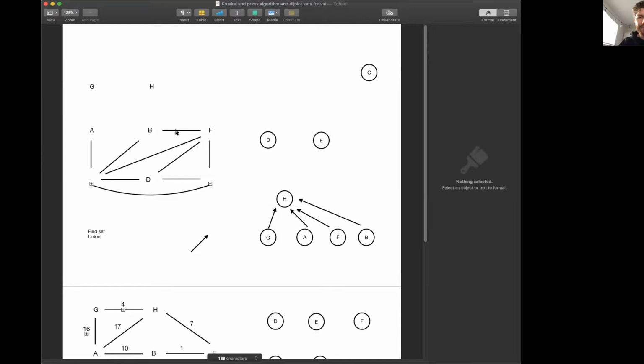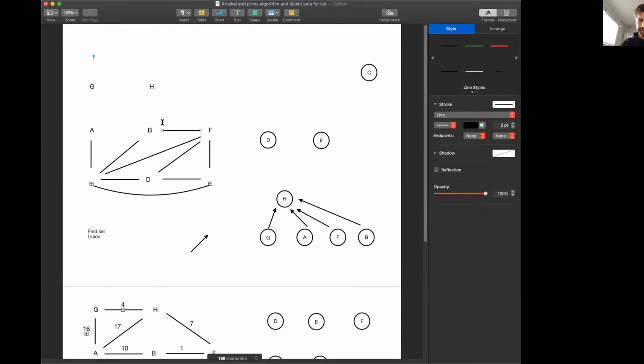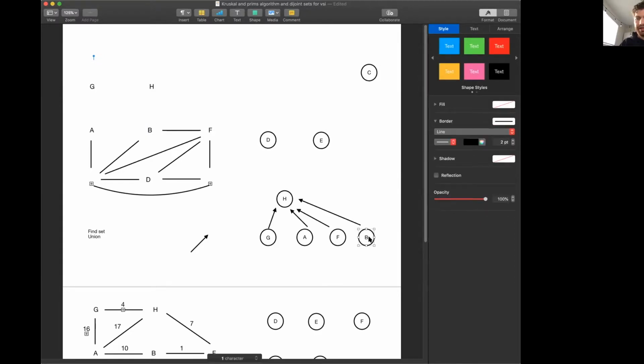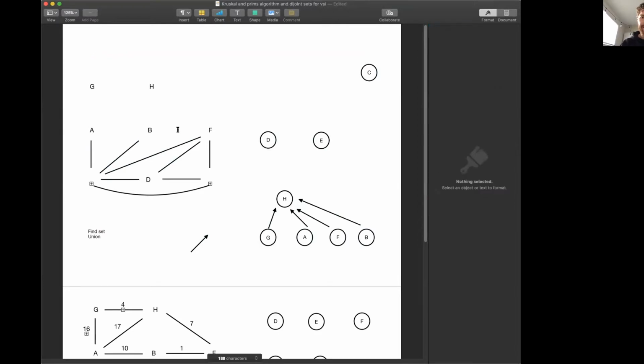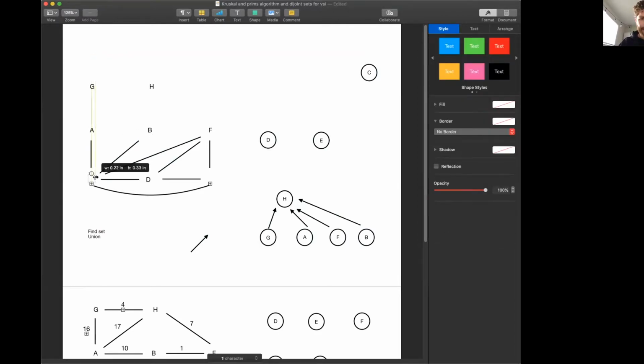Now I have the edge between B and F. I call find set on B. B tells me that I'm in the set of H. I call find set on F. F tells me that I'm in the set of H. I realize that B and F are in the same disjoint set, so it doesn't make sense to run join on them because they're in the same set. So I get rid of it. I'm done with that edge. This one is hidden.